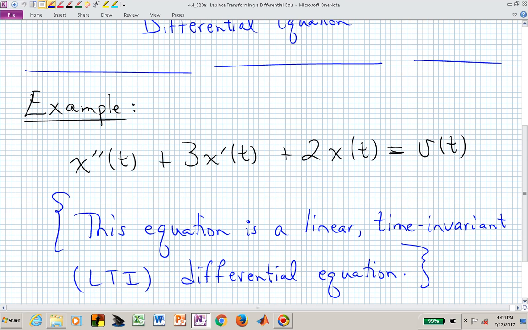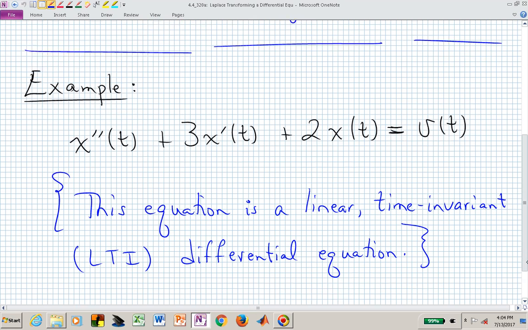To introduce notation or terminology, if you haven't yet heard it this way, this equation is a linear time invariant. These coefficients are not functions of time. The 2 and the 3 are not moving around with time, so it's time invariant. There's a 1 in front of the x double prime, and there's a 1 in front of v of t. Those are all constants, and this is a differential equation, so it's a linear time invariant differential equation. We have no product terms. We don't have an x times a v. We don't have an x times an x prime. We don't have a sine of x. So this is a linear time invariant differential equation.